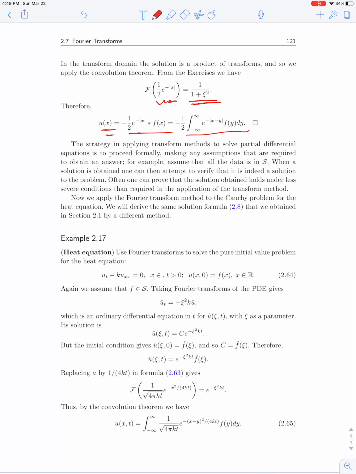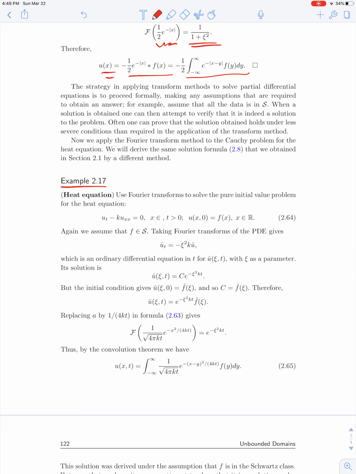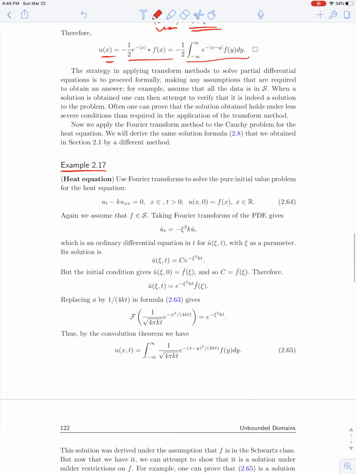So now you can also use the Fourier transform to solve PDEs. That is example 2.17. Here you have a heat equation on the real line, with x in R, and with this initial condition.